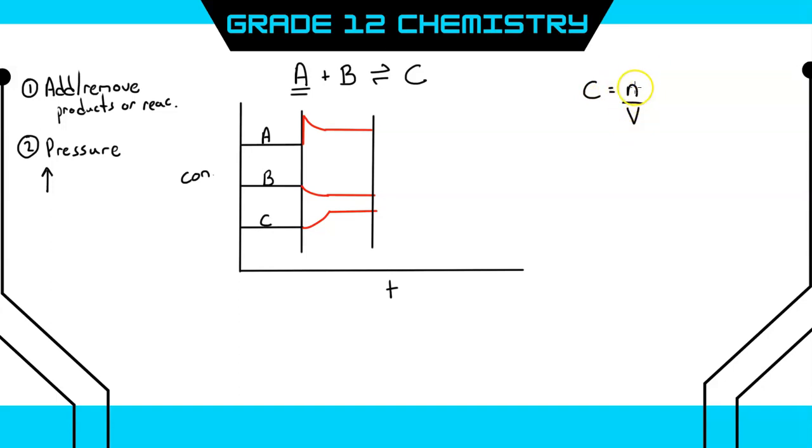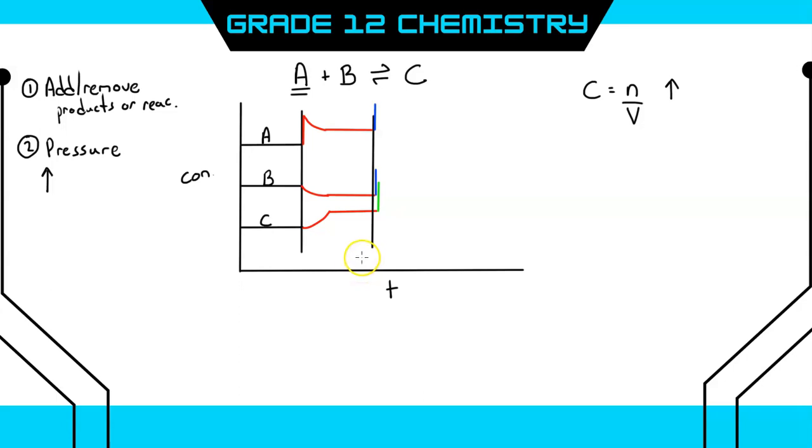Now the amount of moles isn't changing. That's number one. Volume is going to be decreasing. So if you're decreasing the volume, not only are you increasing pressure, but you're increasing concentration. So what's going to happen here is we're going to get a vertical spike for all of our substances. Let me just change the color of the last one so it doesn't overlap there. Vertical spike for all of the substances. Okay, well, then what's going to happen?